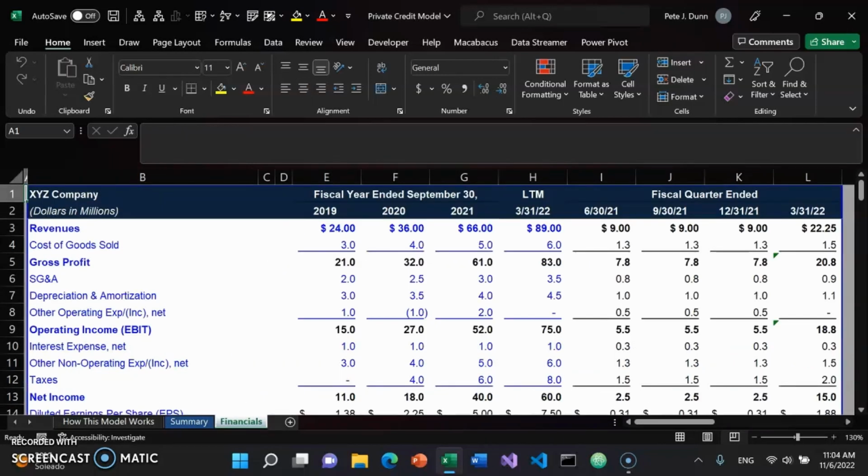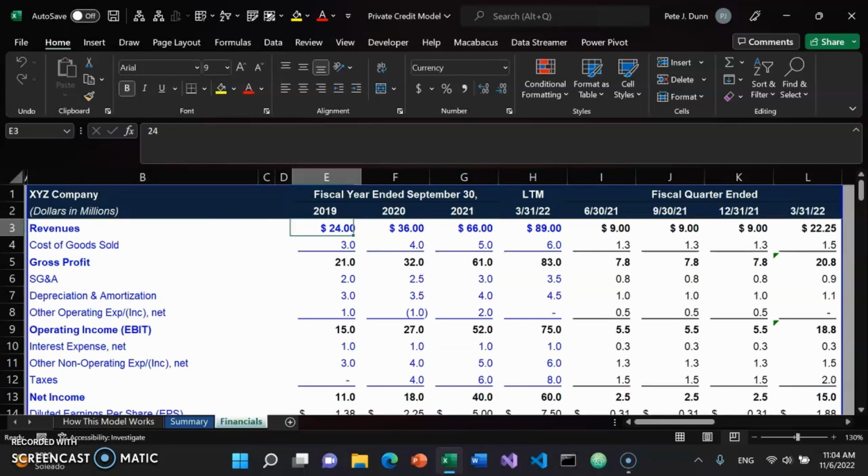So this is an institutional grade private credit model, how it would be set up. And the formatting is similar to what an institution might do, like a private credit firm. I'm using dummy numbers that are hard-coded in for revenues, cost of goods sold, and we're analyzing a hypothetical company called the XYZ company, which is a distributor of widgets to the construction community.